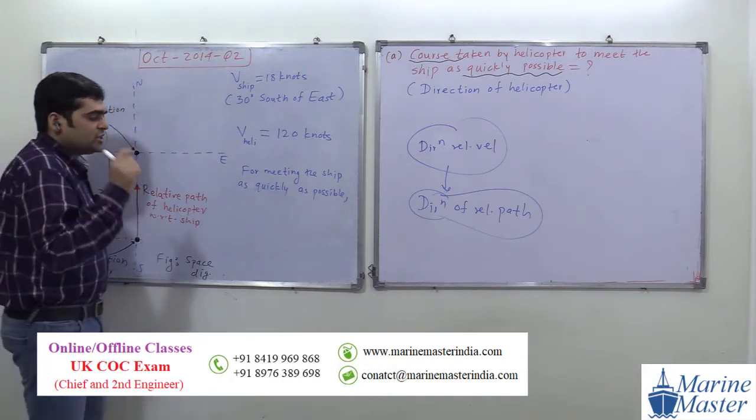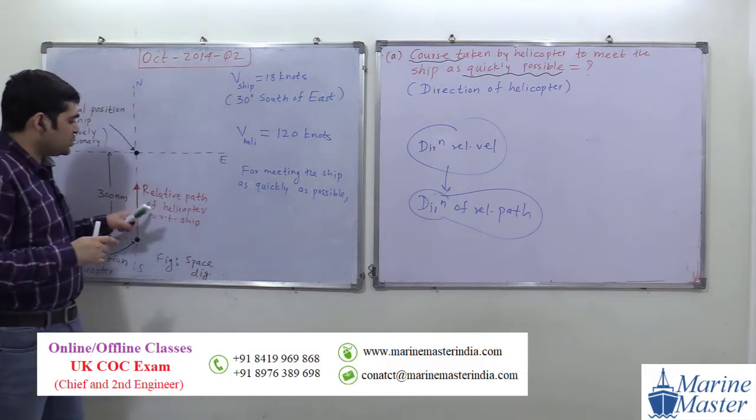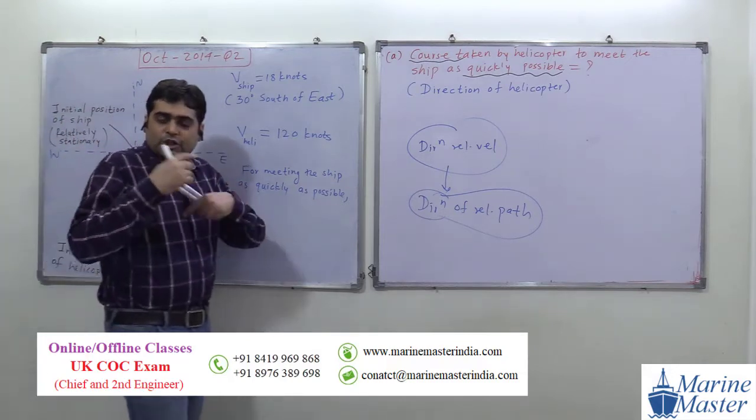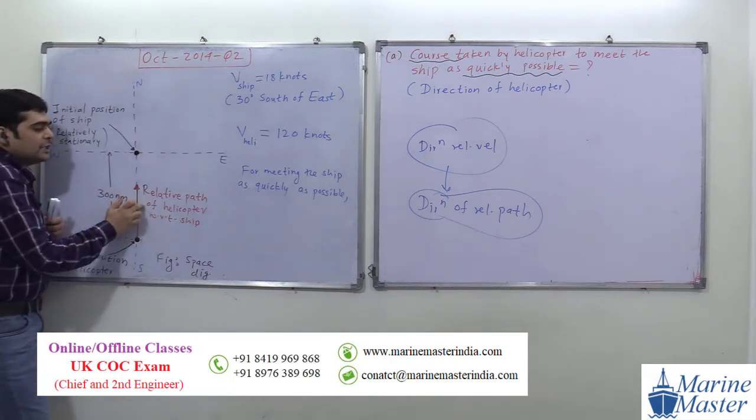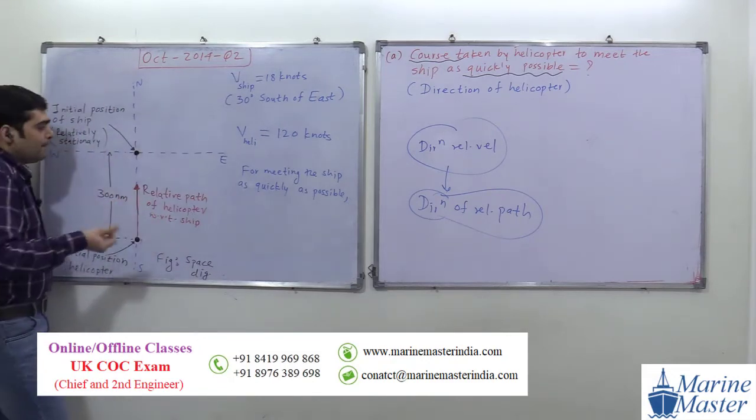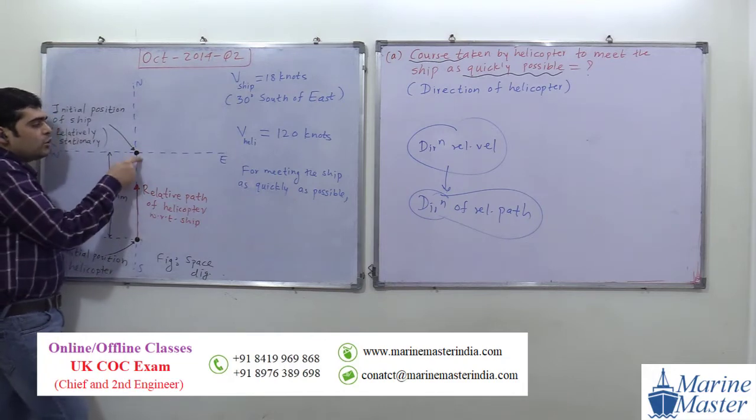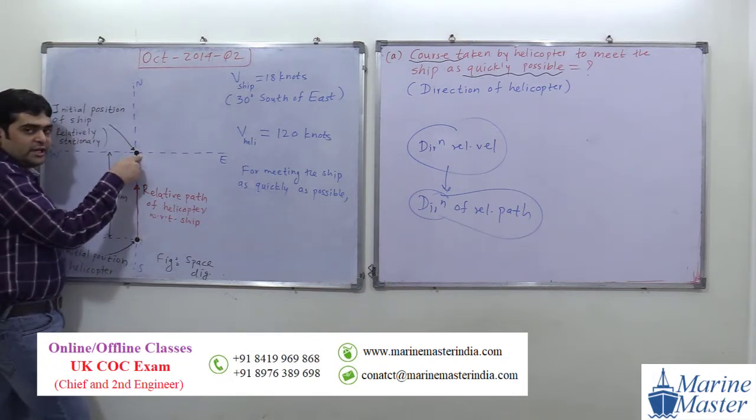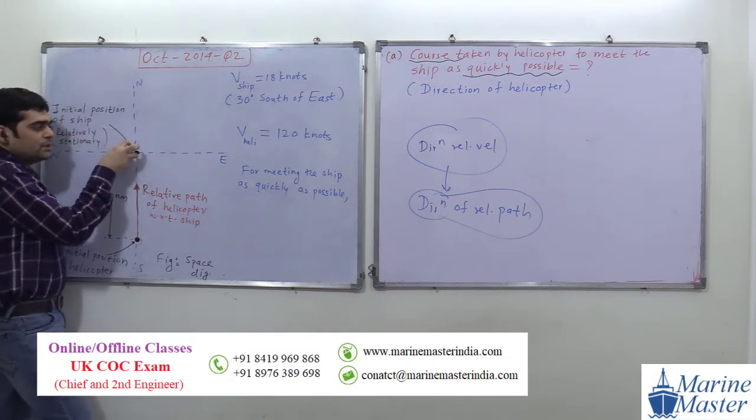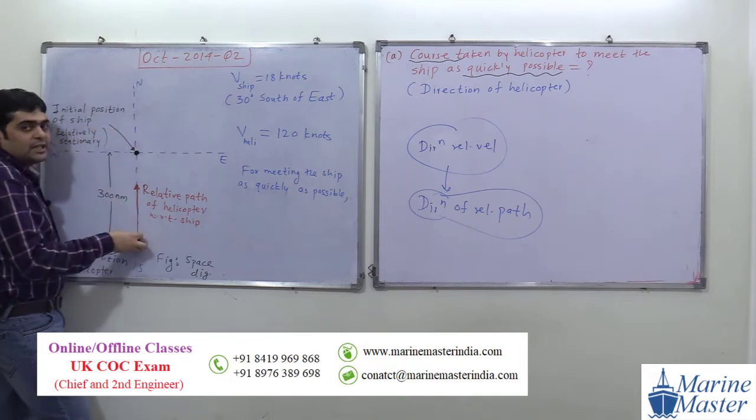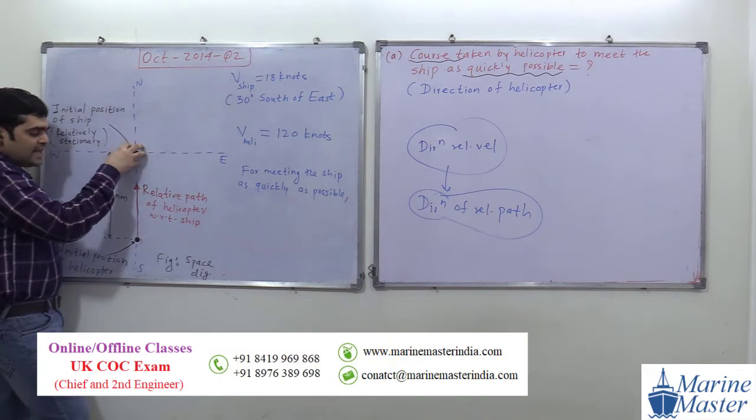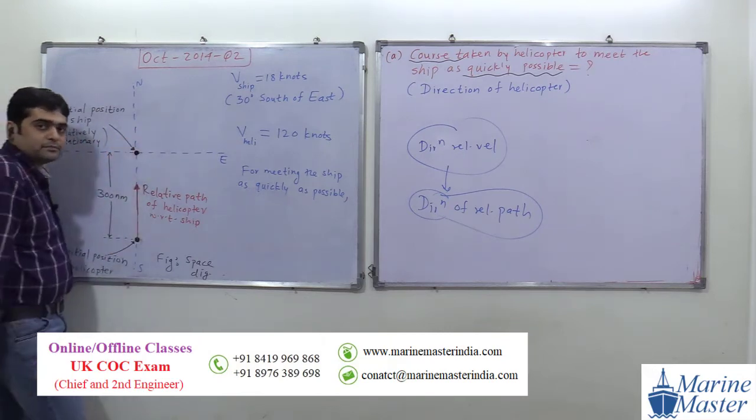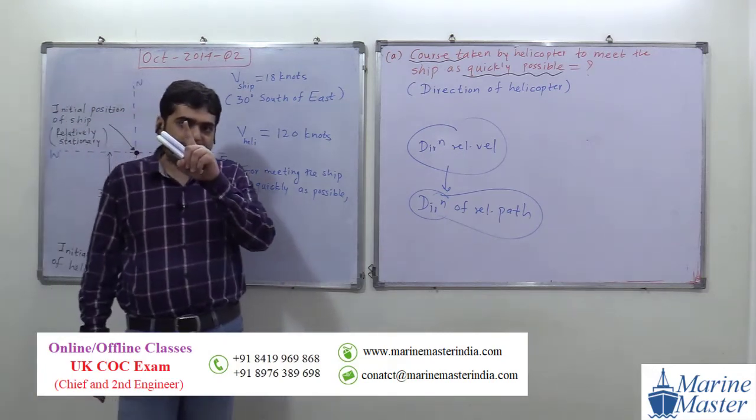So for meeting the ship, whatever the direction of relative path, the same must be the direction of relative velocity. This is the relative path of the helicopter with respect to the ship, because we made the ship relatively stationary here. The observer is on the ship and is observing the helicopter, so the observer on the ship feels that the helicopter is following this path. Try to understand the scenario.